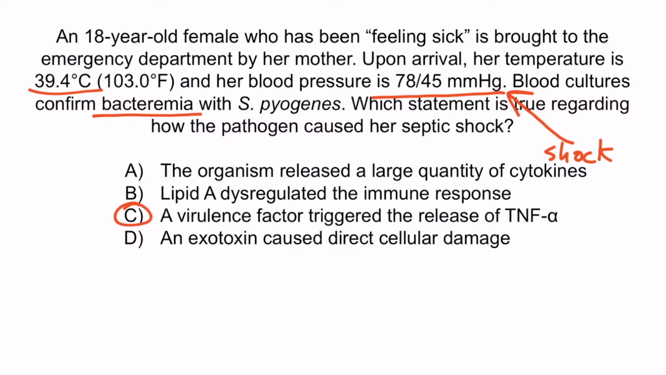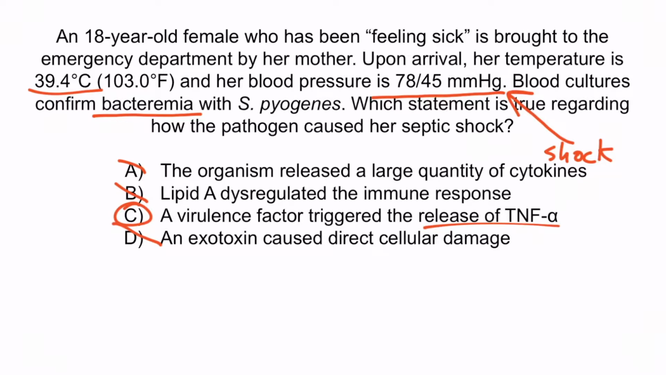Now, choice A is incorrect because this implies that Strep pyogenes releases the cytokines, which is not true. We know that the immune system releases those. And choice B is wrong because lipid A is only on gram-negative bacteria, and Strep pyogenes is a gram-positive organism. And choice D is incorrect because Strep pyogenes does produce an exotoxin that can cause cellular damage, but this activity does not directly cause septic shock. Because remember, it's the immune system that causes the septic shock by releasing all those cytokines. So D is wrong. And the correct answer is choice C.